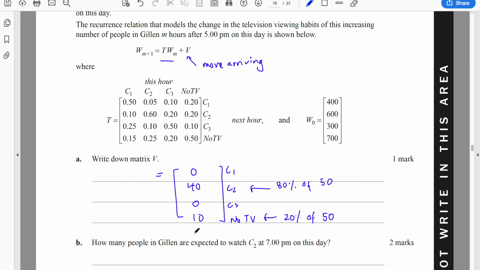Now, since we're then asked to find for 7 o'clock, we then want to make sure matrix V is in our calculator because 7 o'clock is going to be a couple of transitions. So notice here that 5 o'clock is what's shown here. So 5 o'clock is this one. So we need to do 2 transitions. So W1 is going to be 6 o'clock and W2 is going to be 7.